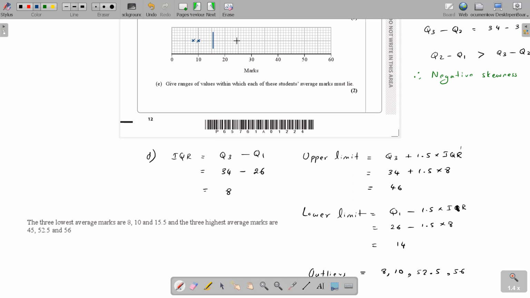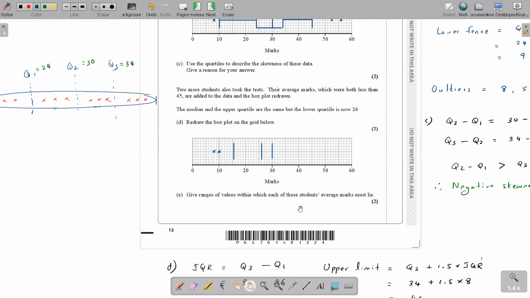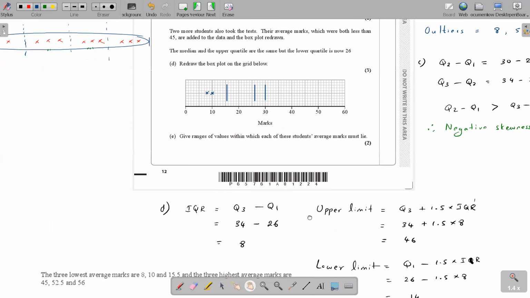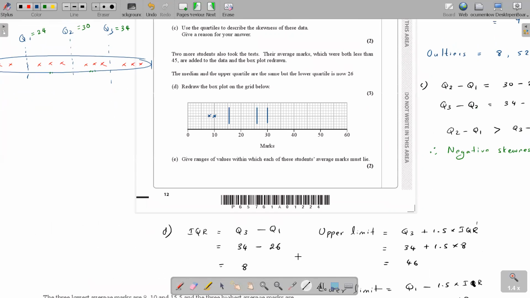Then Q1 is 26, right? They say the lower quartile is 26. Okay, children. And then median is the same. Median has not changed. Median is 30, right? Am I correct? No, median was how much? 30, yeah. Median doesn't change and upper quartile is 34. That also doesn't change. Okay, so then you can complete the box here.